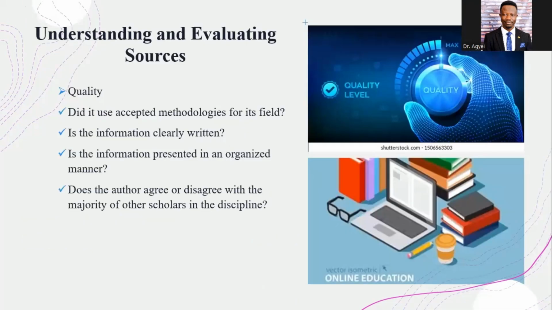Okay. And then another thing is you need to also look at the quality of the work, in terms of the research methodologies, in terms of the information, how it is written, and how the whole study is organized. And then look at the author. Is the author agreeing or disagreeing with the majority of other scholars within that discipline? Because if the author is agreeing with them, why is the author doing that? Why is the author not disagreeing with them? You need to also assess those things and find out that the material you are using is quality material.